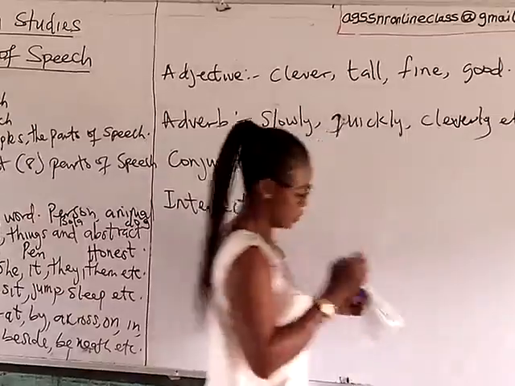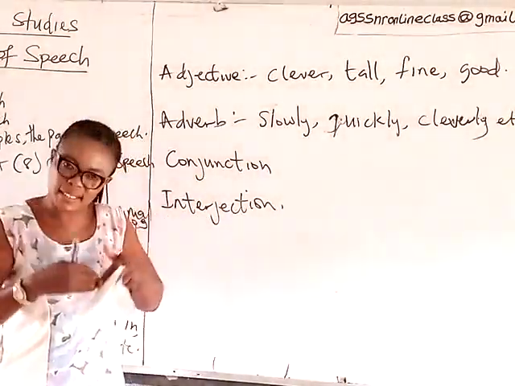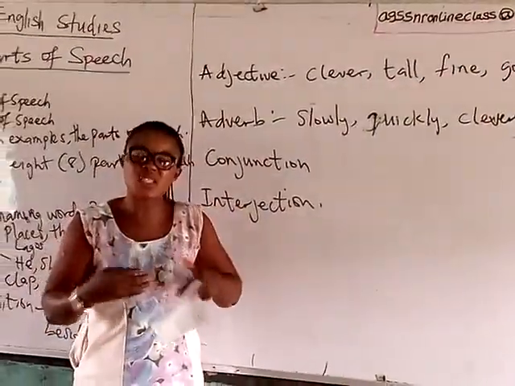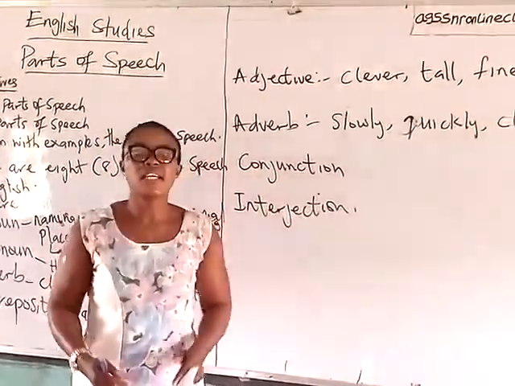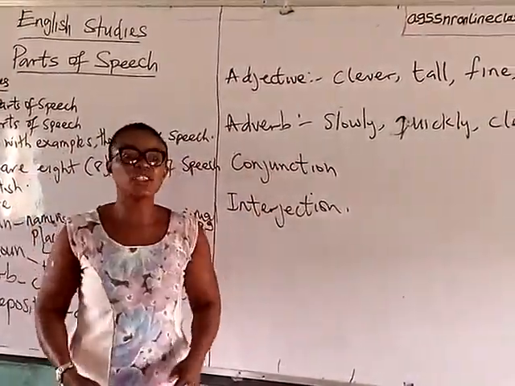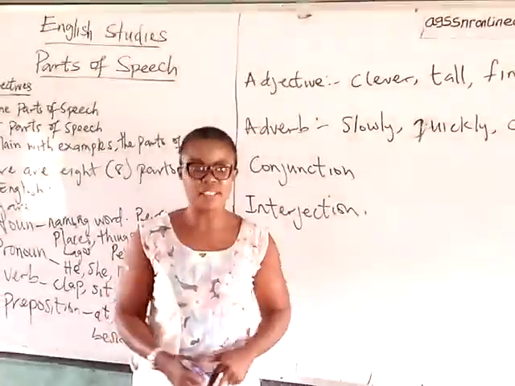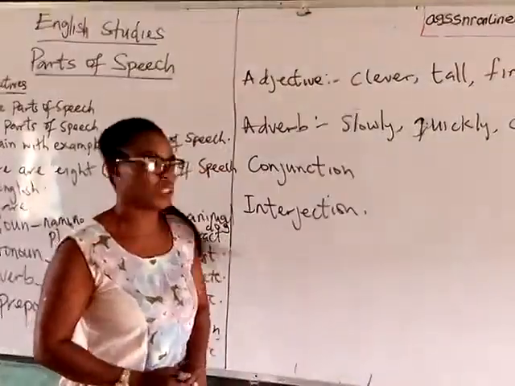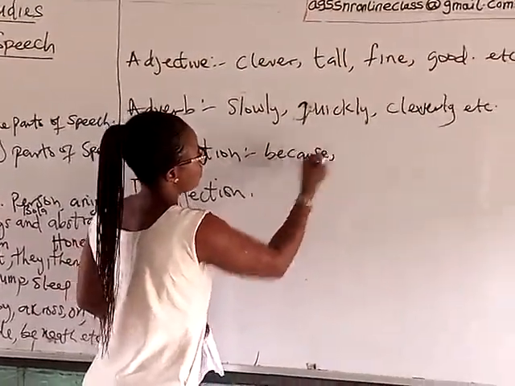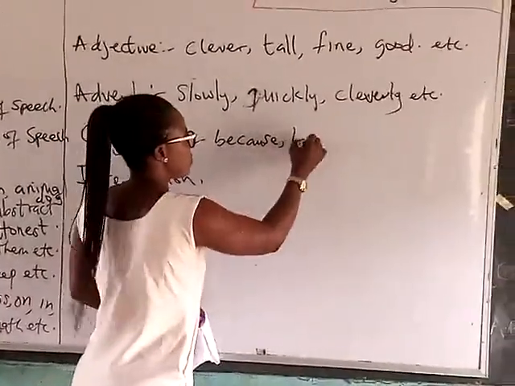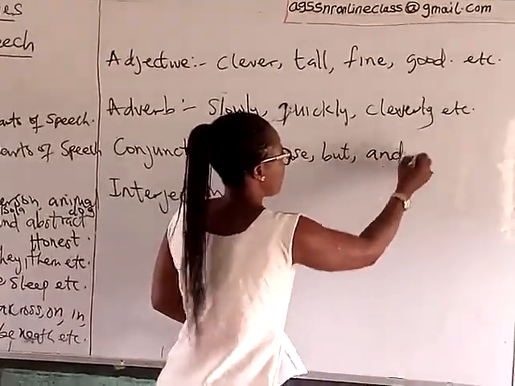Conjunction. A conjunction in English is a word that connects. A conjunction connects or joins words, phrases, clauses, and sentences in English. They are called joiners. And what are the examples of conjunction? We can have because, but, and, etc.